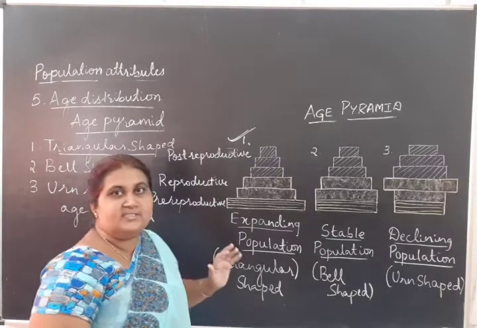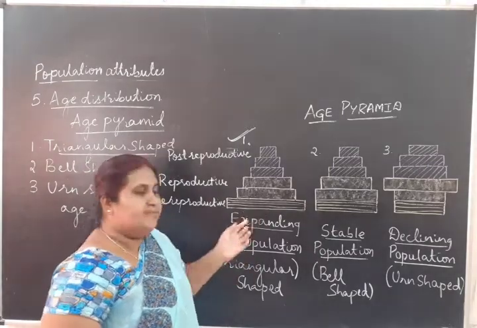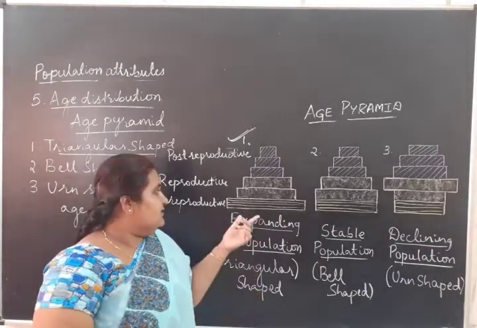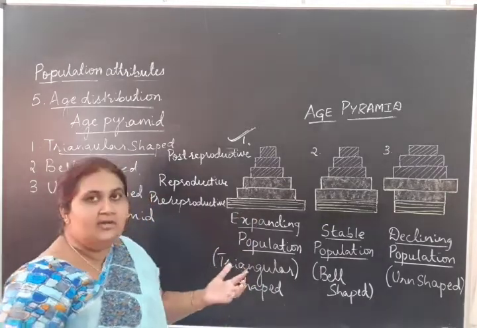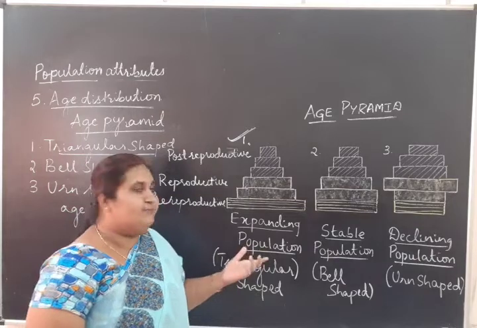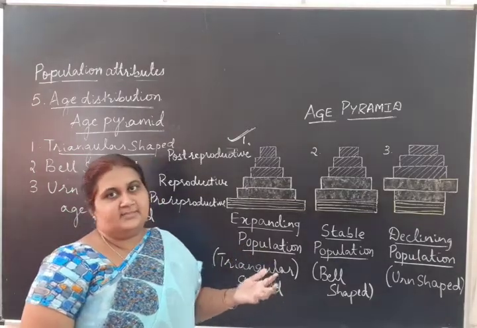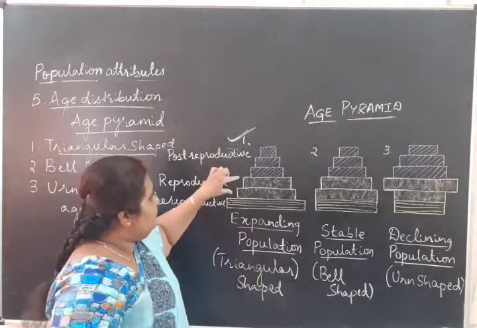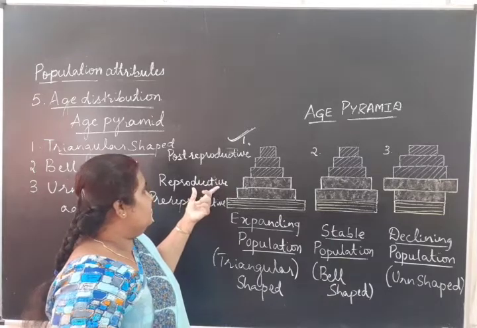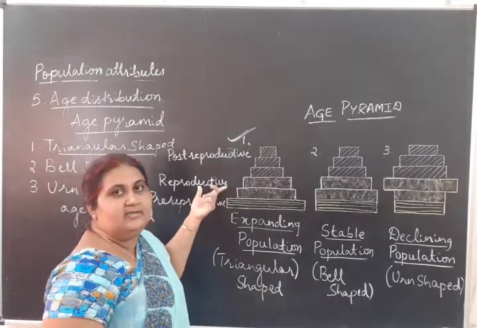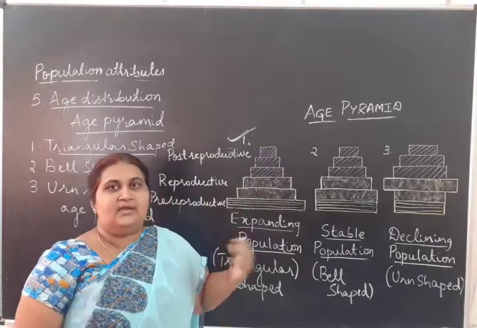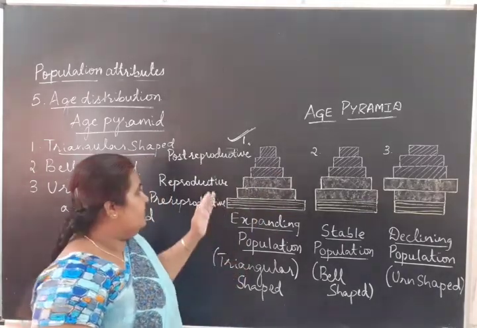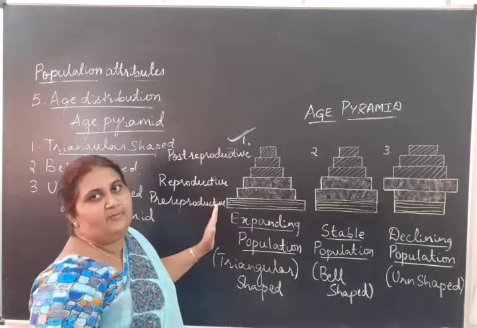Why? Because after some years, these young, immature individuals become sexually mature and have the capacity of reproduction. So in that population, we can find reproductive individuals. When they enter the reproductive group, the number will again increase. So addition of individuals will be seen in the population.